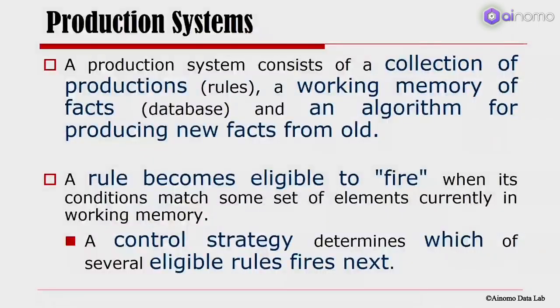Now, as we have seen in the 8 puzzle example, a rule becomes eligible to fire when the conditions match some of the elements currently in the working memory. And as it matches its left side, the rule is fired and we have new facts, which is the facts that's generated on the right side of the rule. A control strategy determines which of the several eligible rules fires next.